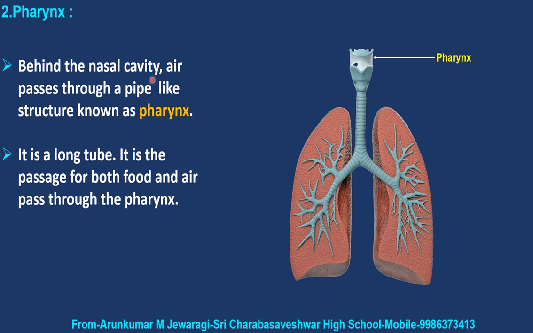So behind the nasal cavity, air passes through a pipe-like structure known as what? Pharynx. It is a pipe-like or a hopper-like structure which is going to be the passage for what? Air. So when the air enters from the nostril cavity, it passes through this pipe-like or tube-like structure. This tube-like structure is called as what? Pharynx. It is a long tube.